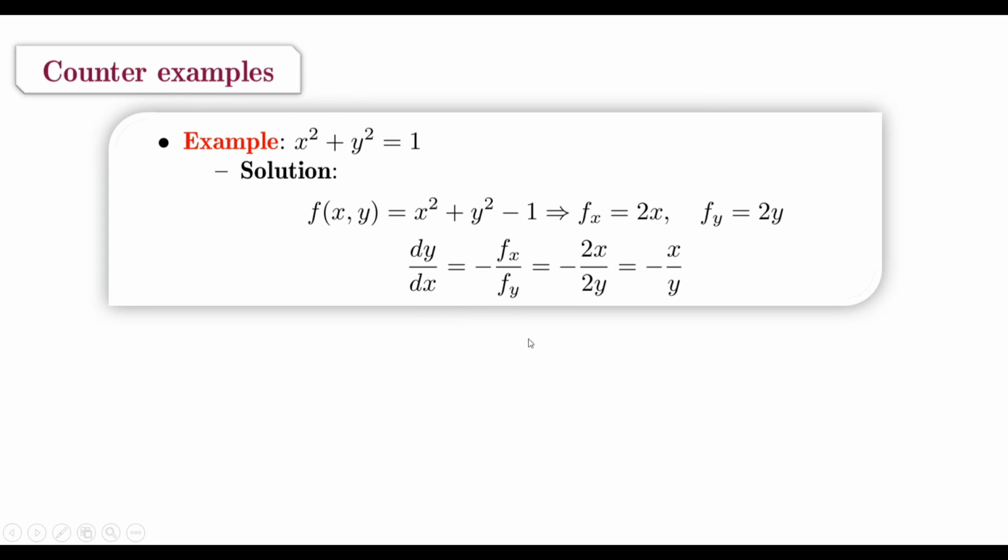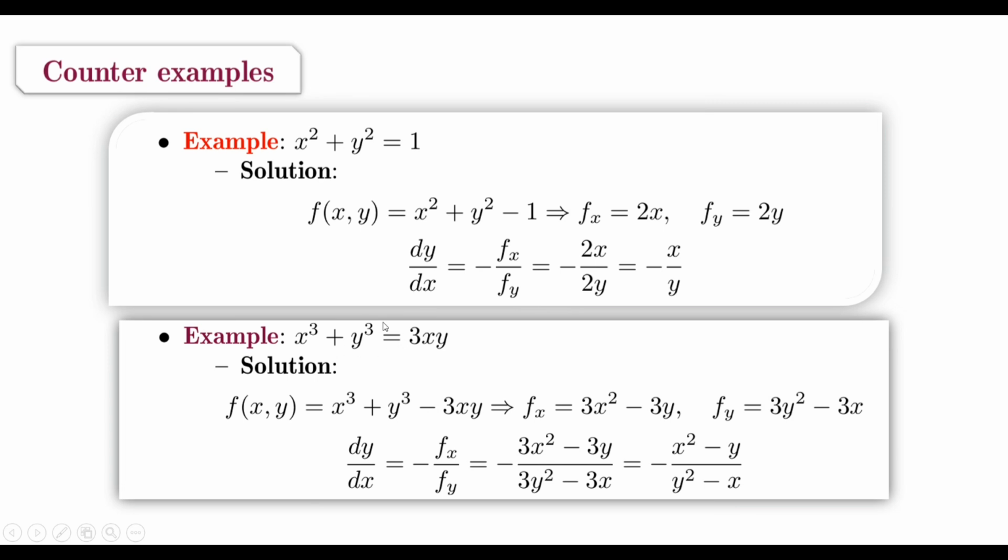The second example is based on the symmetric cubic curve. What is that? Symmetric cubic curve. The implicit function will be x power 3 plus y power 3 minus 3xy. Then find dou f by dou x, dou f by dou y. Implicit differentiation becomes negative of this expression.